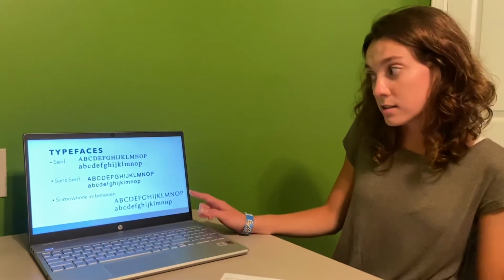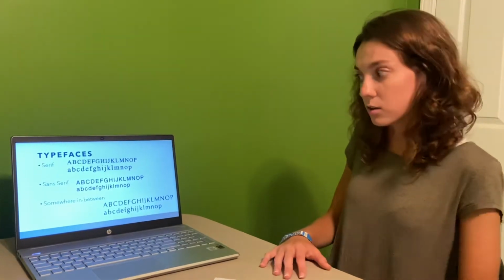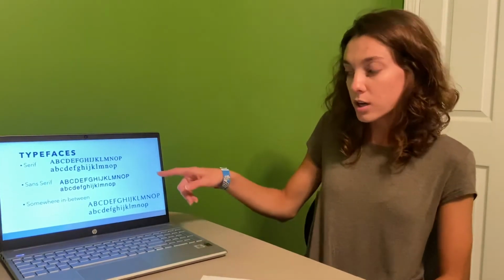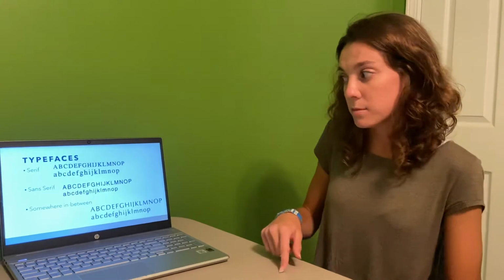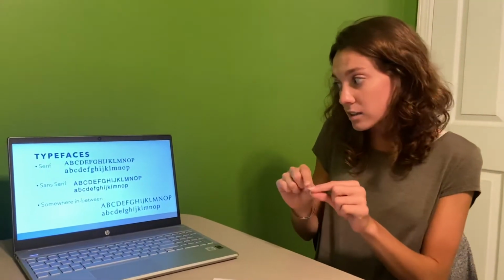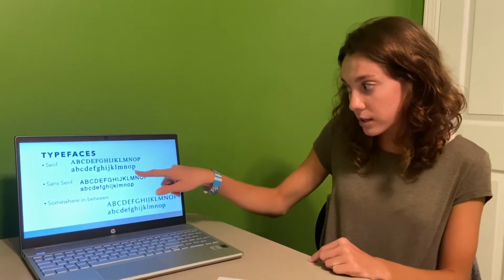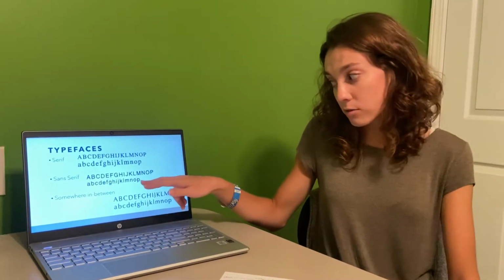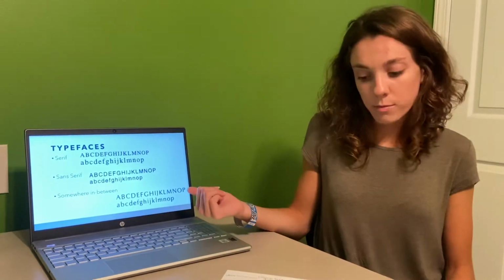So typeface is actually just the family, like the type, obviously, of font. So first we have serif, which basically means that there are little lines at the bottom of the letters, and then there's sans serif, sans meaning without in French. That one is just blocky. It's not going to have the little lines at the ends of our letters. And then there's somewhere in between.